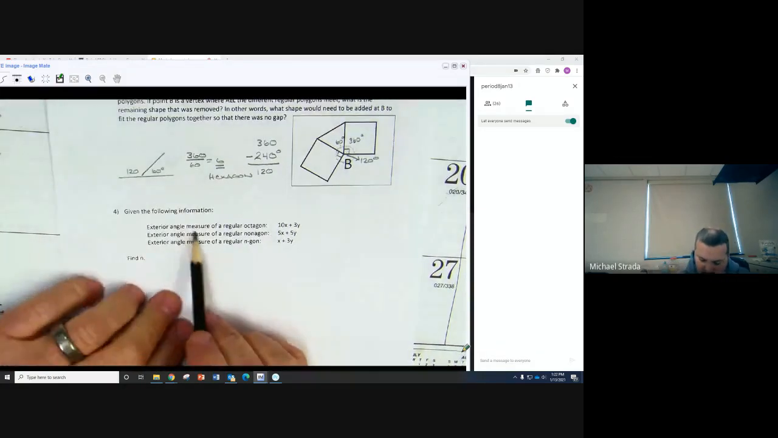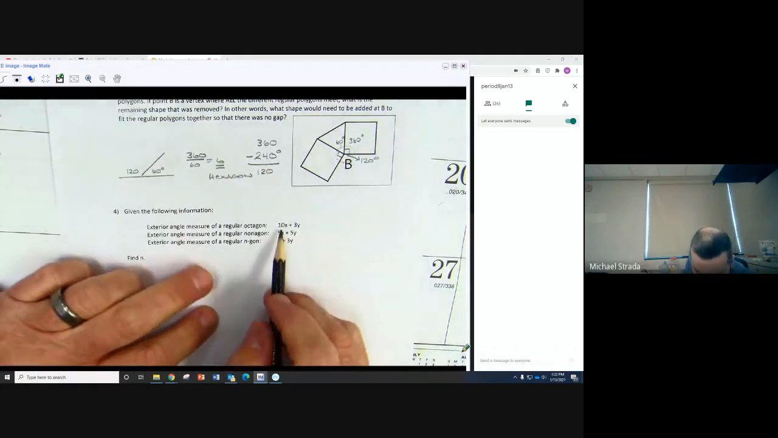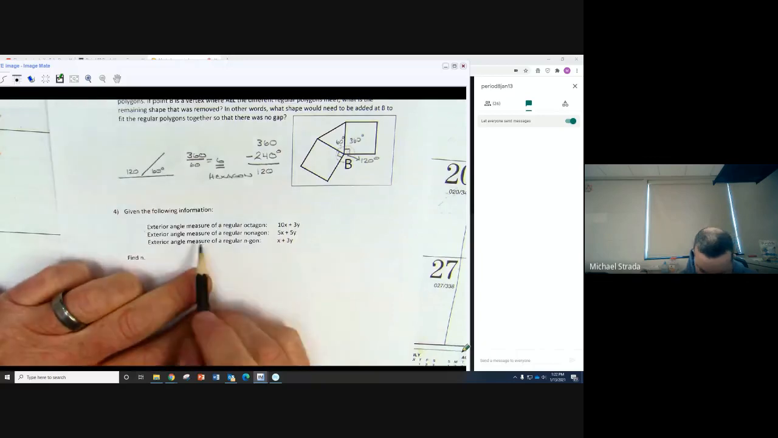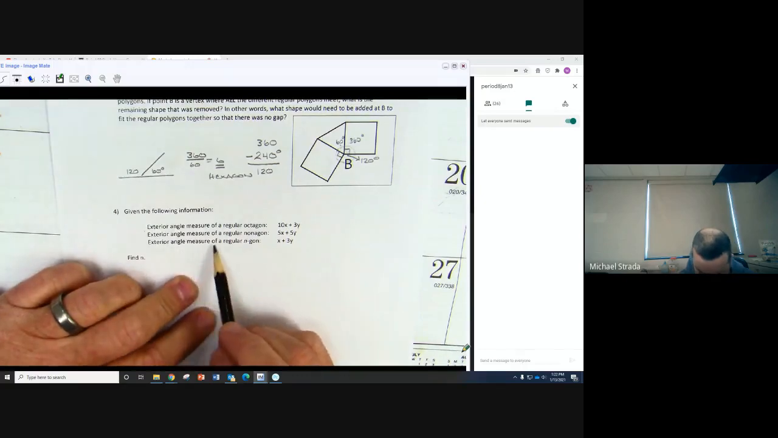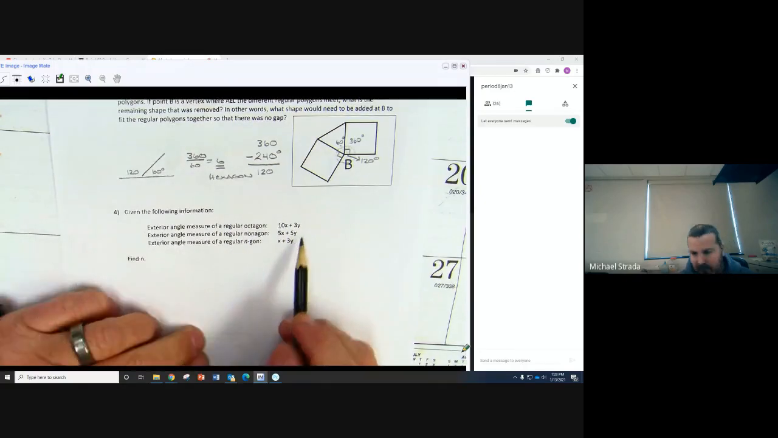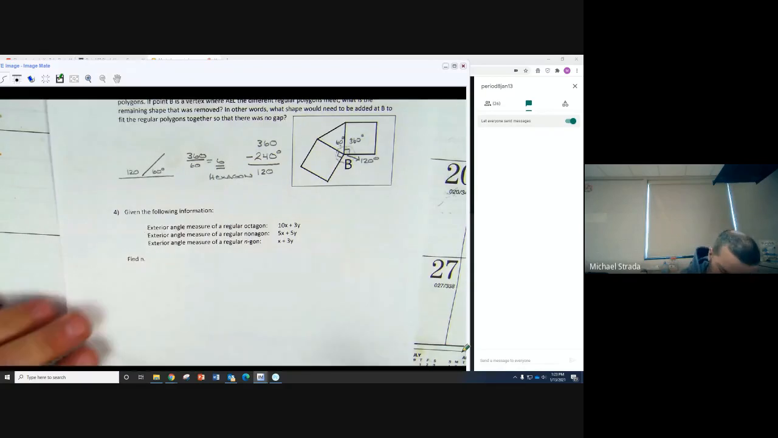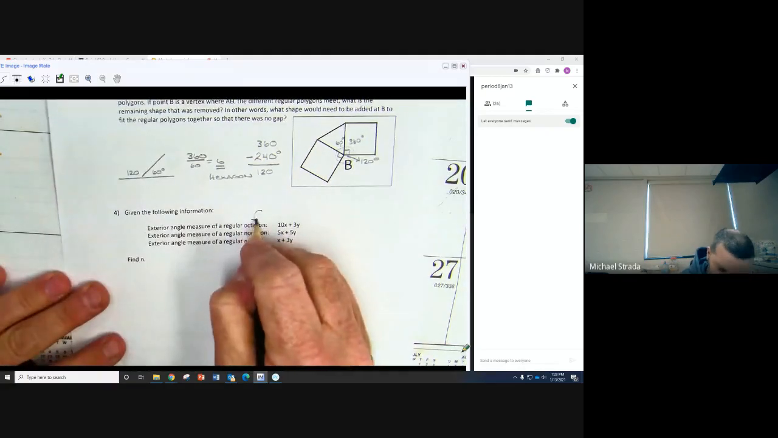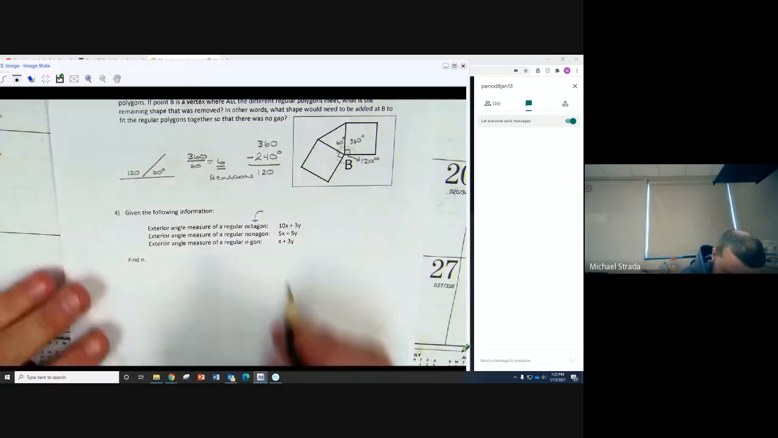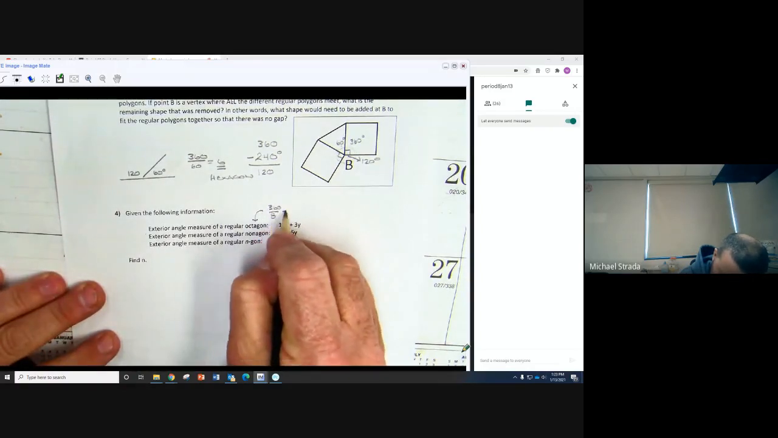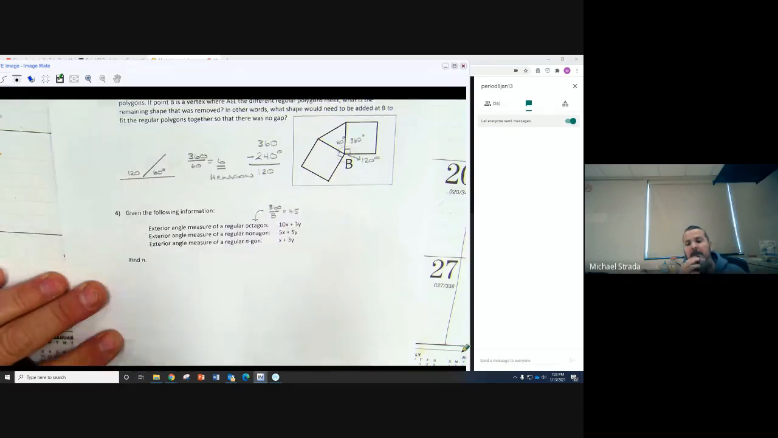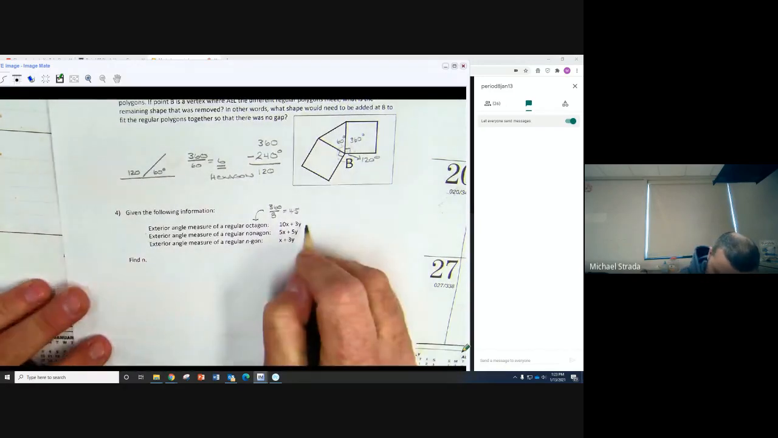The exterior angle measure of a regular octagon is given by the expression 10x plus 3y. The exterior angle measure of a regular nonagon would be 5x plus 5y. The exterior angle measure of a regular n-gon is x plus 3y. Find that. Okay. Well, first off, let's add what we know. An octagon has 8 sides. We're talking about the exterior angle, so we're going to do 360 divided by 8, and that's 45. So that means that 10x plus 3y is equivalent to 45 degrees.